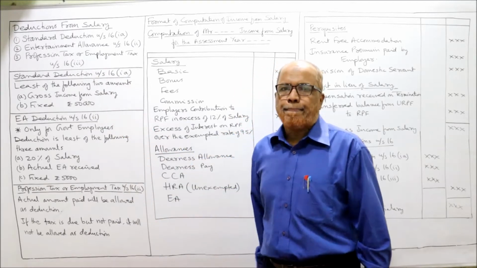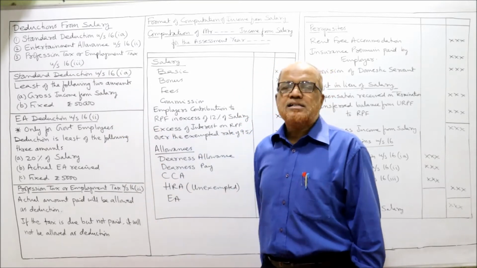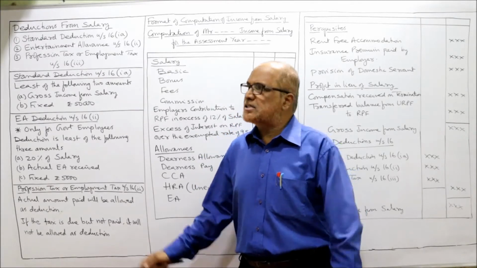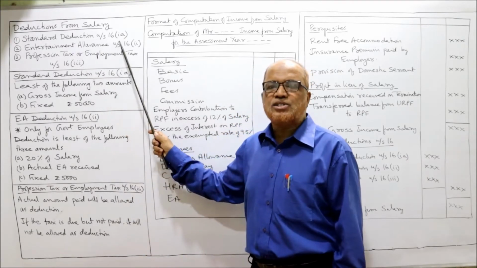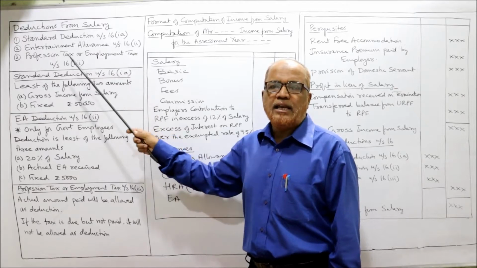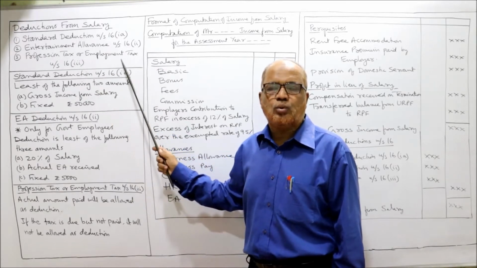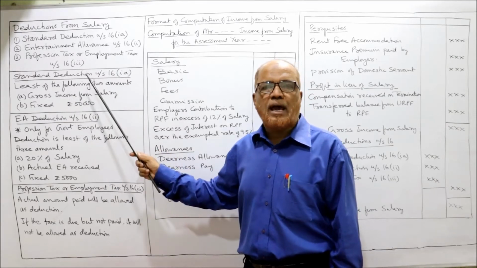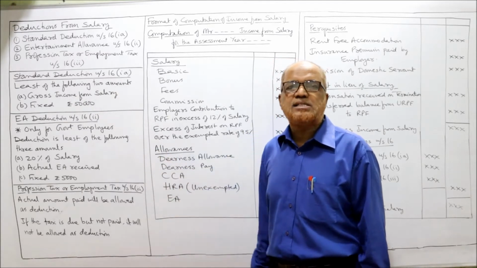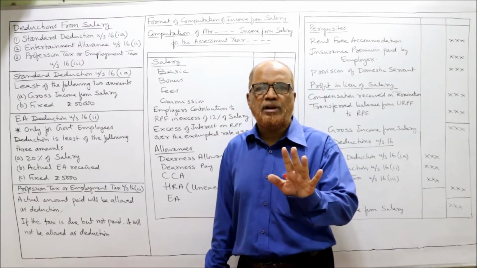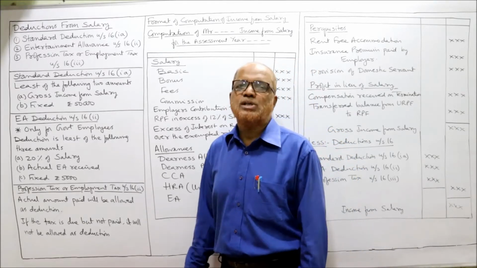Deductions from salary. So 3 deductions are allowed from gross income from salary. The 3 deductions are standard deduction under section 16(1)(a), then EA deduction, entertainment allowance deduction under section 16(2), and profession tax or employment tax under section 16(3). So only 3 deductions are available from gross income from salary.